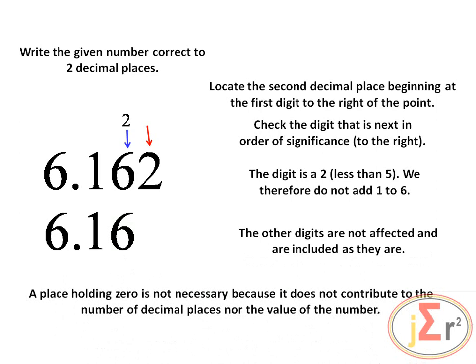A place holding 0 is not necessary because it does not contribute to the number of required decimal places, nor contribute to the value of the number. So it does not contribute to the value of the number, and it does not contribute to the number of decimal places required.